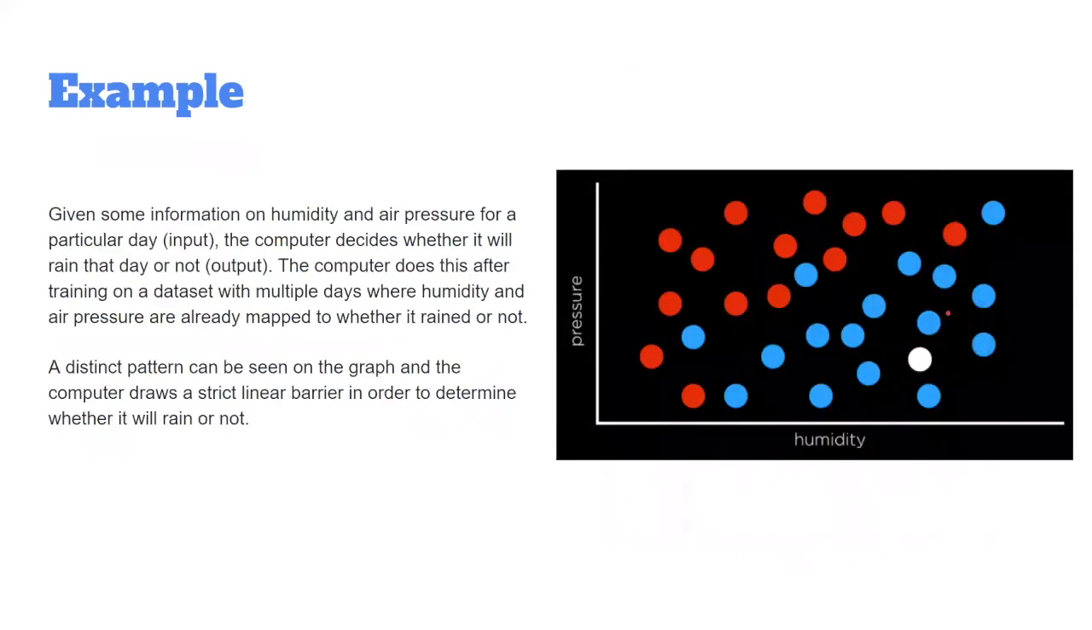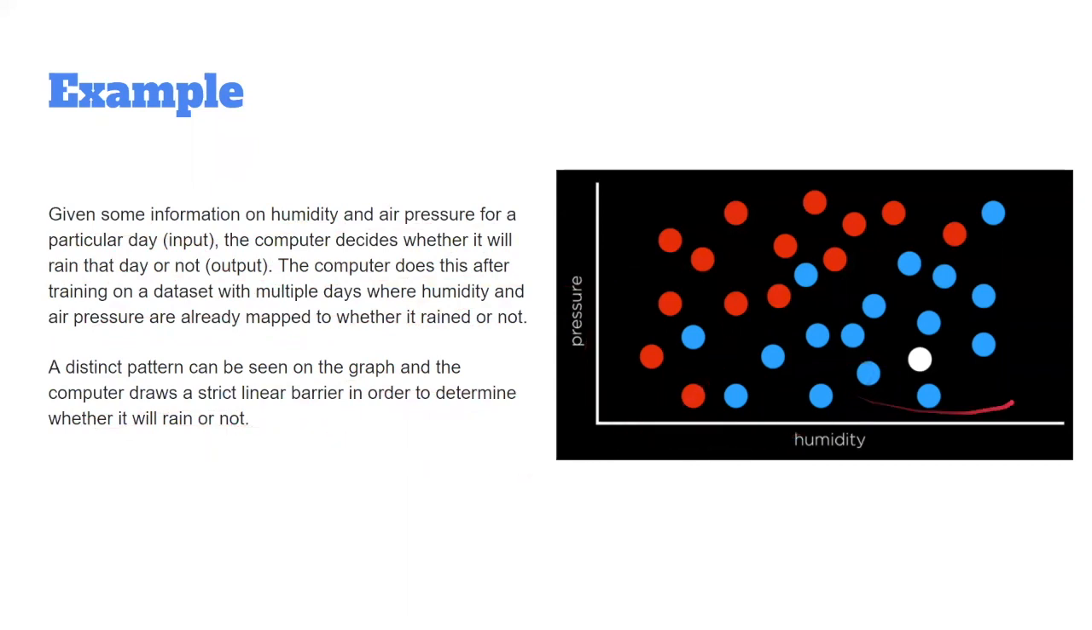So a real world example of this can be seen through weather. Given some information on humidity and air pressure for a particular day, that would be the input. The computer decides whether it will rain that day or not, the output. The computer does this after training on a data set with multiple days where humidity and air pressure are already mapped to whether it rained or not. A distinct pattern can be seen on the graph, and the computer draws a strict linear barrier in order to determine whether it will rain or not.